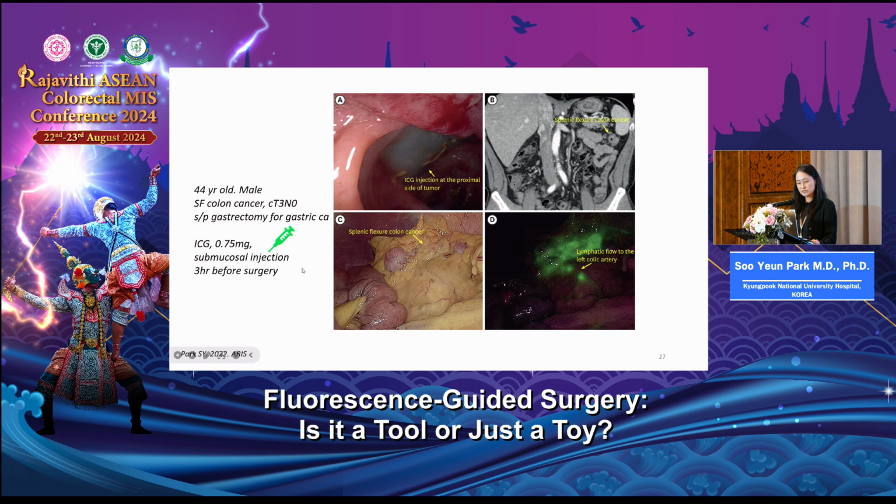In this case, the tumor was located in the splenic flexure, and I injected ICG preoperatively. The dose is very small, required for lymph node mapping, 0.75 milligram, less than 1 milligram. When injected before surgery or 1 day before surgery, we can see the lymphatic flow clearly during the surgery.